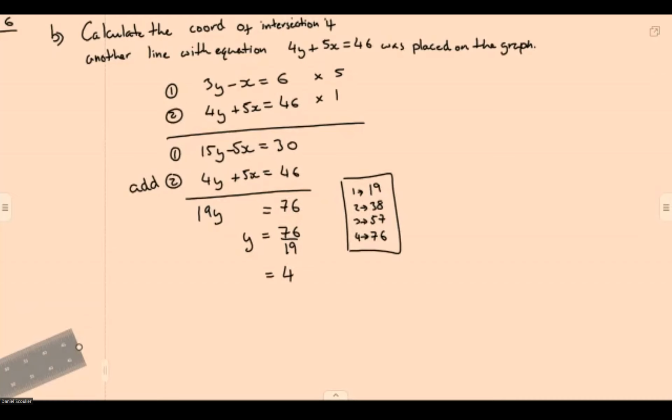Substituting that in. This time we found y. 3y minus x equals 6. 3 times 4.